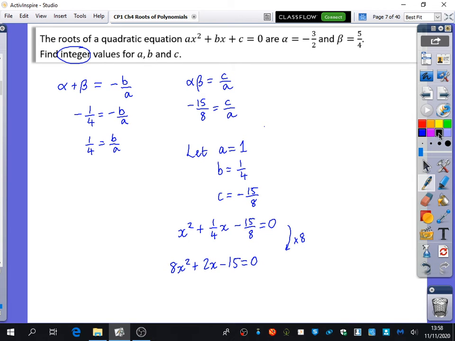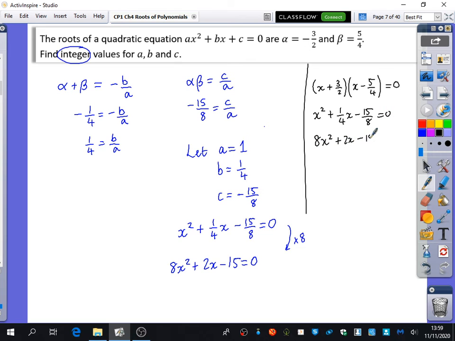Now, the alternative way that you could have done this question, that I think you probably could have done from GCSE: if this is a root, then we know one of the brackets is going to be x plus 3 over 2, and the other bracket will be x minus 5 over 4, to equal 0. You could expand these brackets, and you would get x squared plus a quarter x minus 15 over 8 equals 0, and then you would multiply by 8, and you would get the same thing. Now, this one is easier. However, this is not going to work so well for certain questions that we come across.